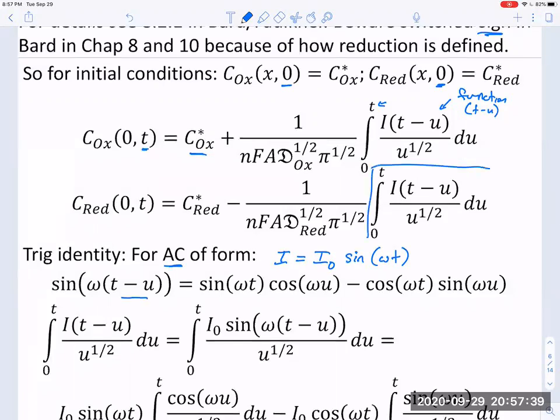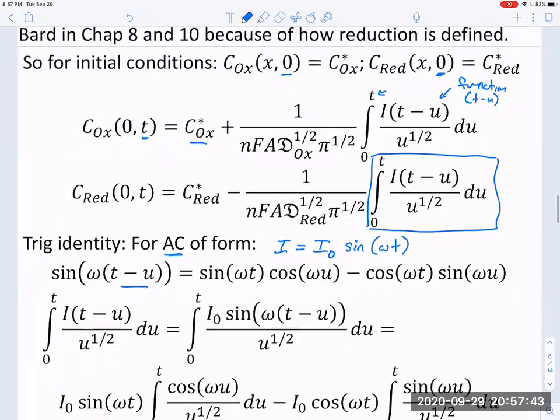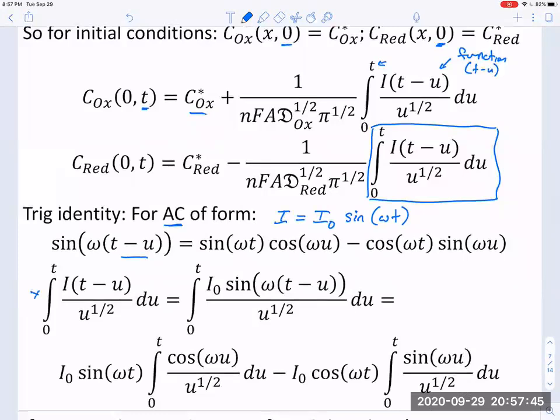So when we're trying to evaluate this integral here, which shows up twice, in both of our equations, we can just say that, well, we know our current is going to be a sinusoid, right? So it's going to be I0 times sine omega, and then normally we'd have omega t here, but now it's a function of not t, but t minus u. That's where this comes in here, right?